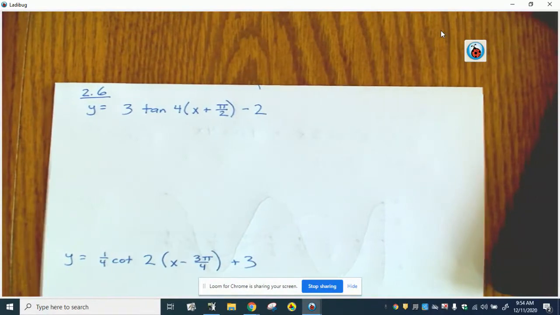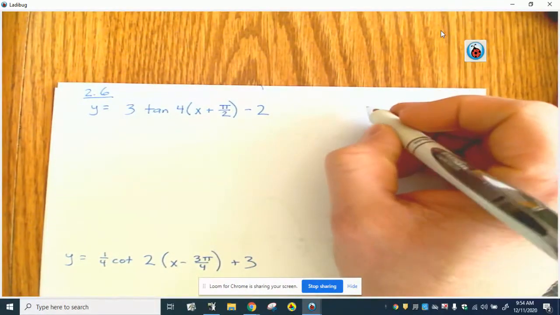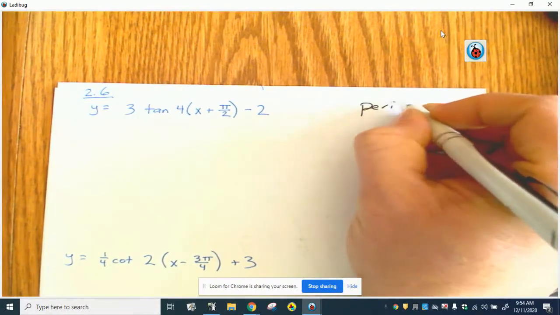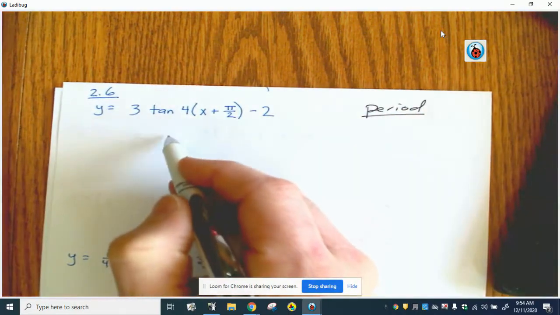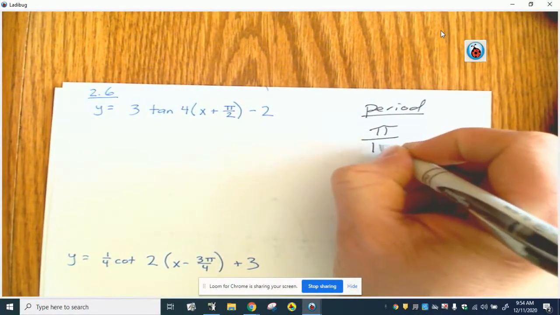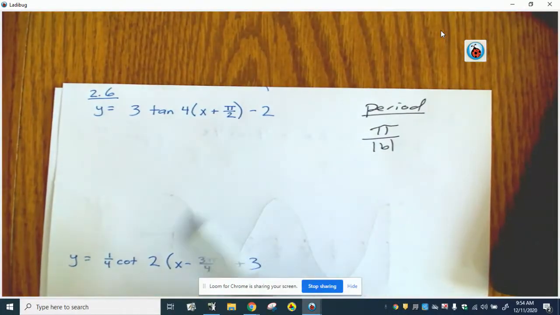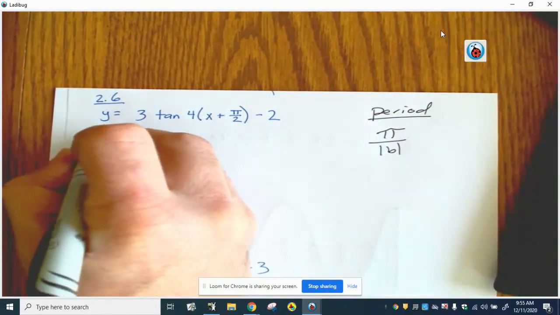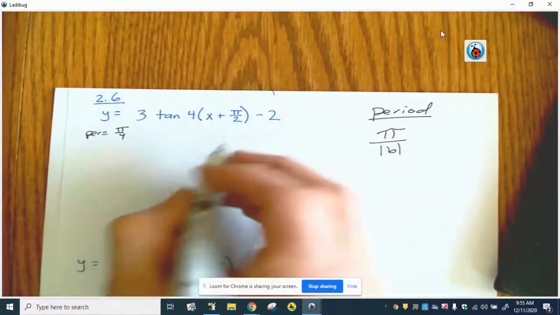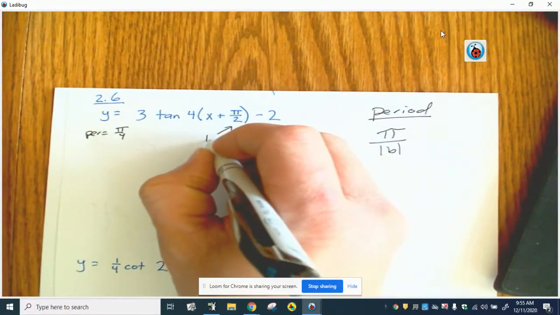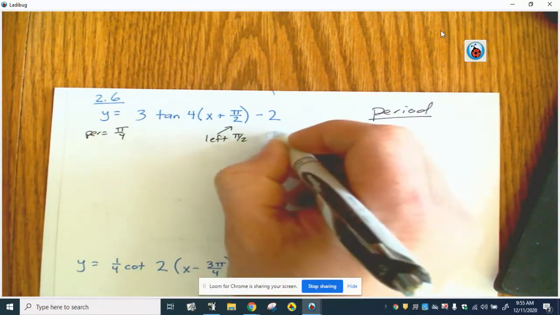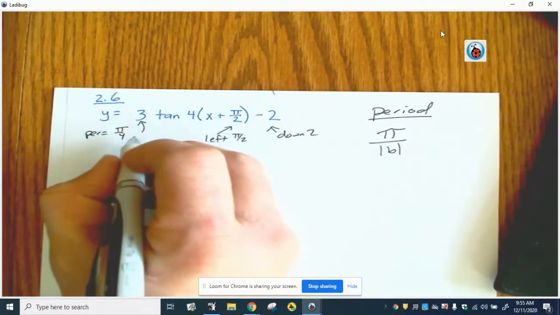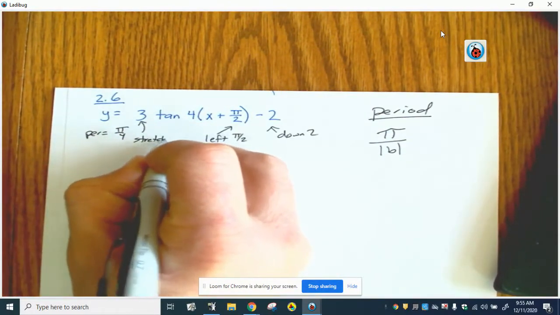Remember, the big difference between sine, cosine, tangent, all our different graphs is the period. The period for tangent and cotangent is 1 pi divided by the b, not the 2 pi. These are the only two that are different. Okay, so in this case, my period is pi over 4. I'd have a phase shift of left pi over 2. I got to go down 2. Remember, this is more of a stretch. It's not really an amplitude here.